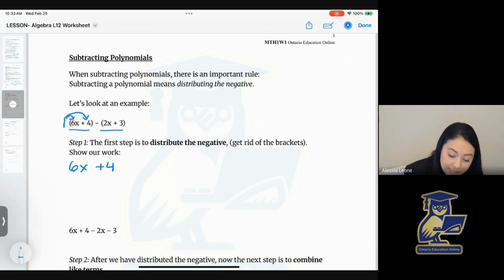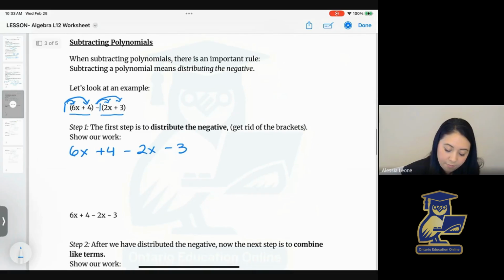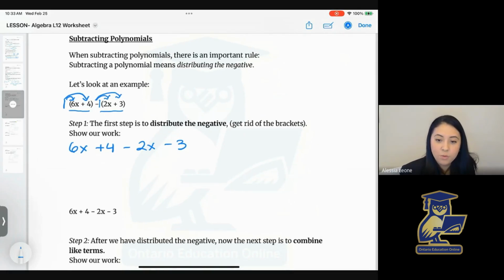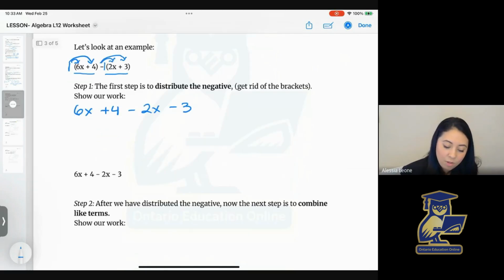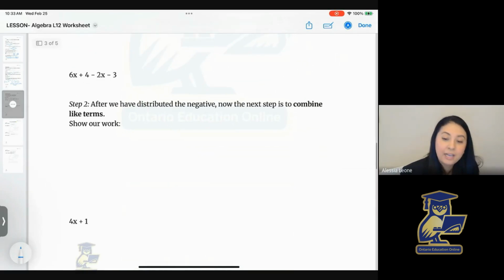Now we know this is technically a negative 1. So negative 1 times 2x will give us a negative 2x. And then we're going to bring that negative 1 over to our positive 3. So negative 1 times 3 will give us a negative 3. We distributed the negative. We have no more brackets. Now we can combine our like terms and solve.